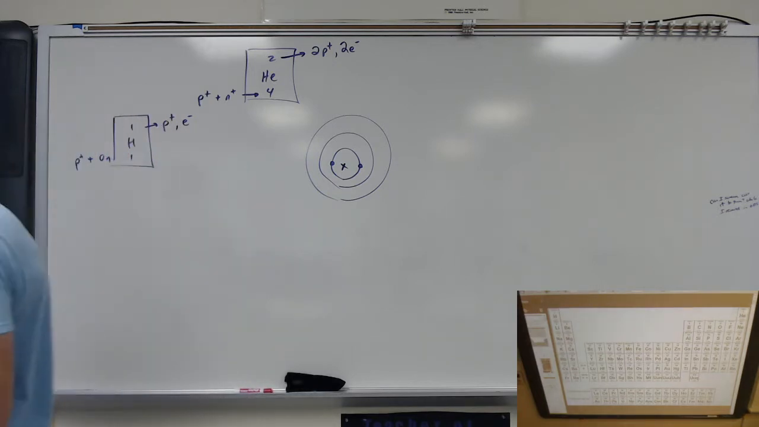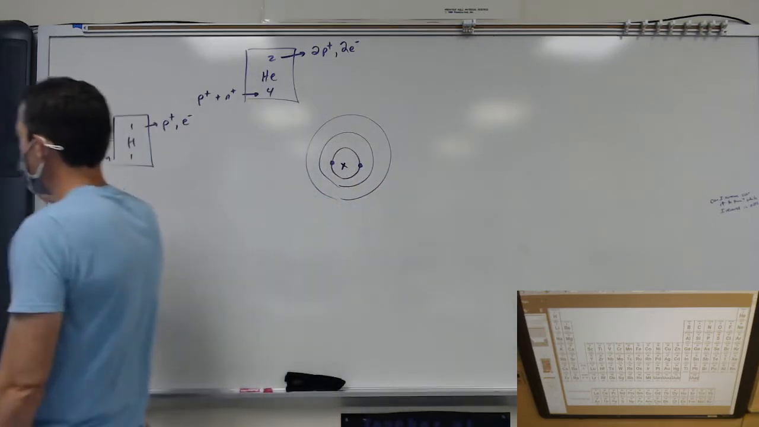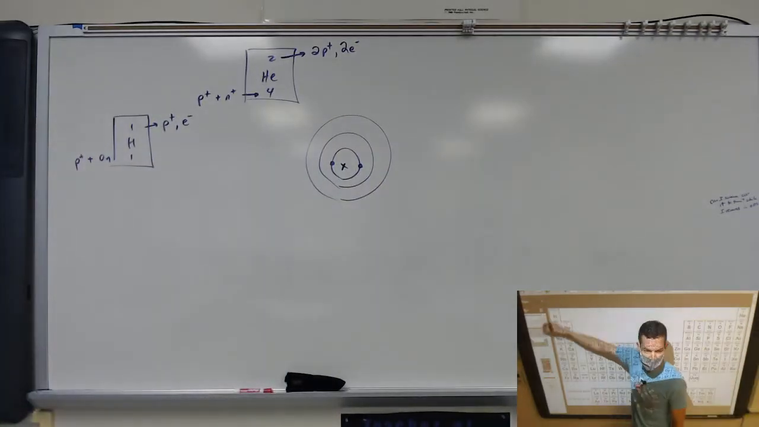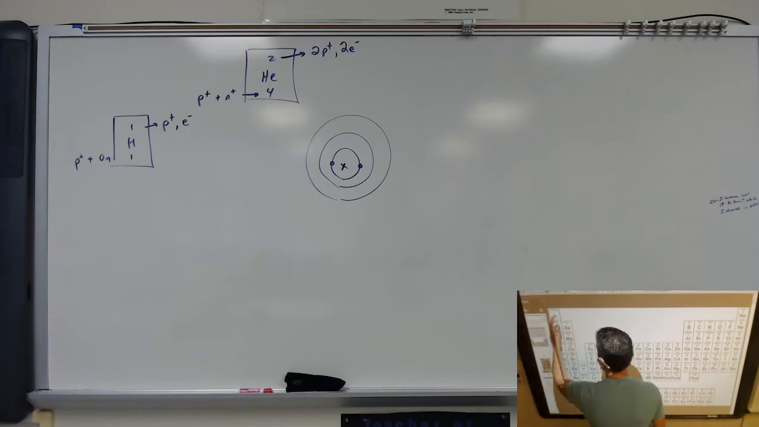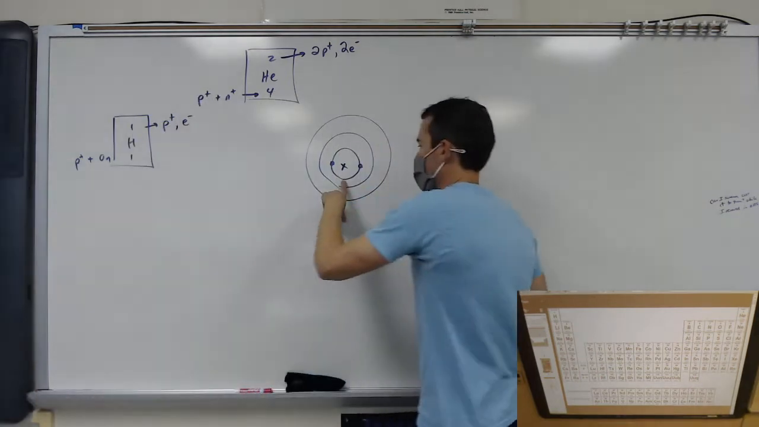Yeah, top row has 2. That first ring is an energy level. That top row is an energy level. How many electrons are available? 1, 2. So that first energy level holds 2.